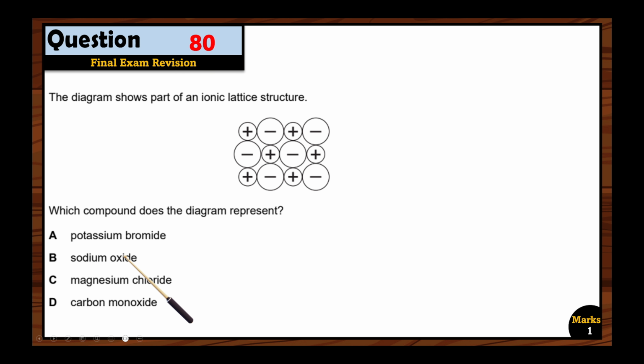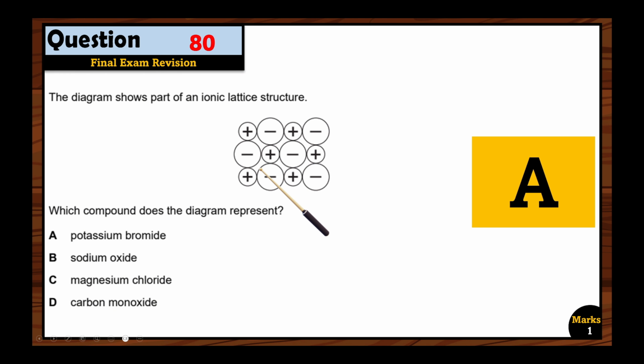Sodium comes after oxygen. So oxygen atom will be smaller and sodium atom should be bigger. But here it is the opposite. Actually, the positive one is smaller. So potassium is smaller and bromine is bigger. So option A is right. You can see it in the periodic table.